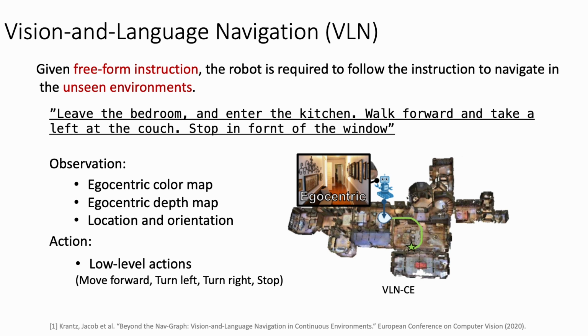Firstly, the task instructions must be in natural language, including landmarks and actions. Secondly, we want the robot to navigate in unseen environments. Thirdly, the robot can carry sensors during navigation, providing visual, depth, and localization information. Additionally, we consider continuous environments where the robot needs to output low-level actions like moving forward, turning left or right, or stopping to navigate in real-world maps.